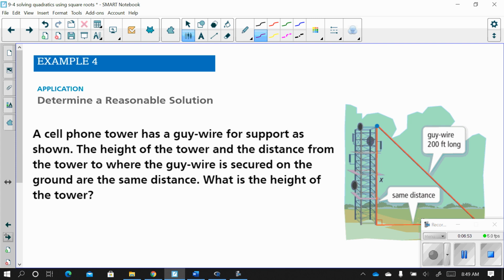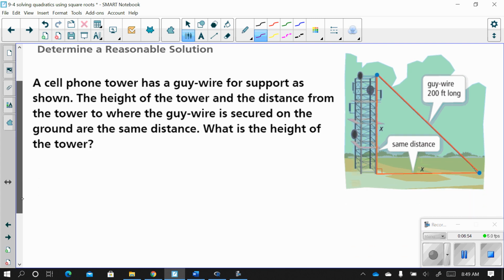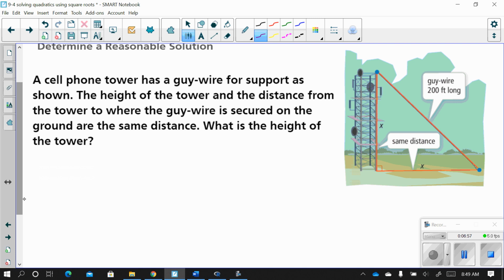Let's take a look at a word problem. A cell phone tower has a guy wire for support as shown. The height of the tower and the distance from the tower to where the guy wire is secured on the ground are the same distance. Notice they labeled both of them x. What is the height of the tower?